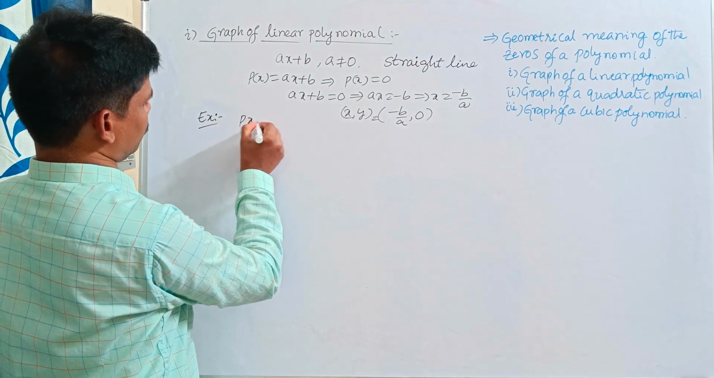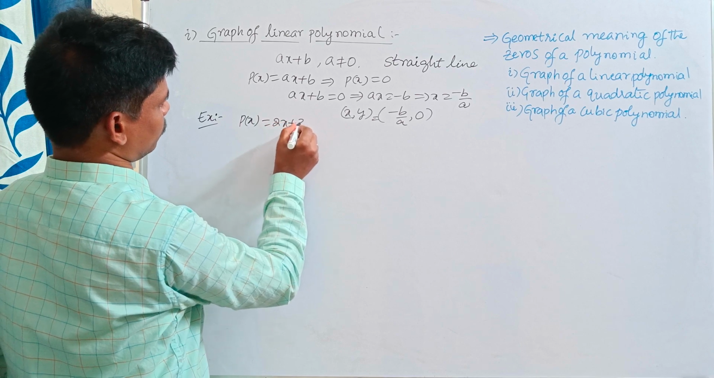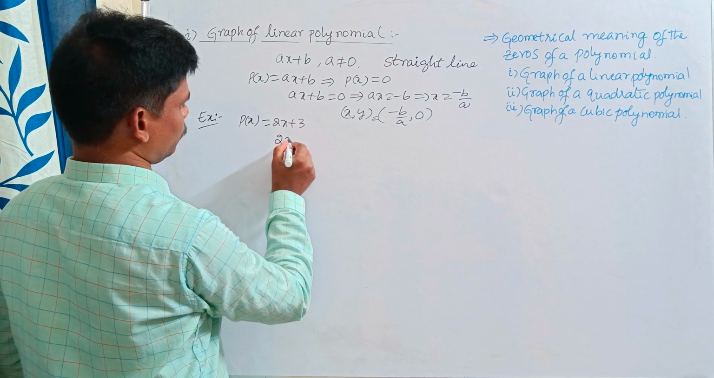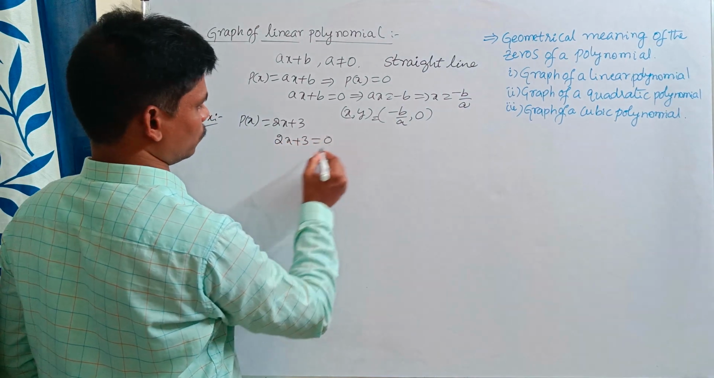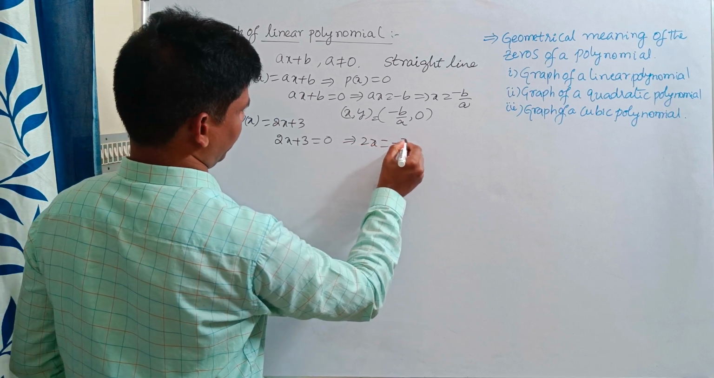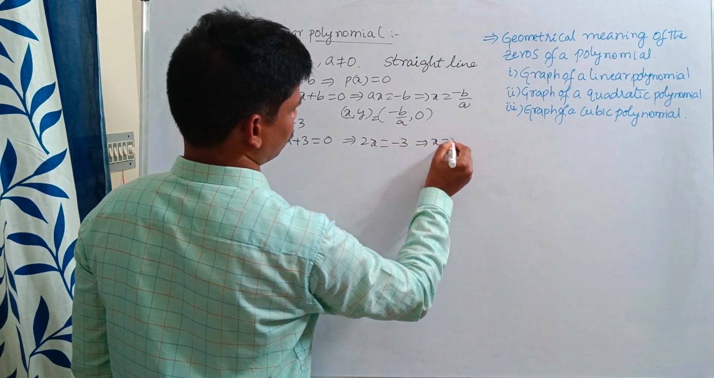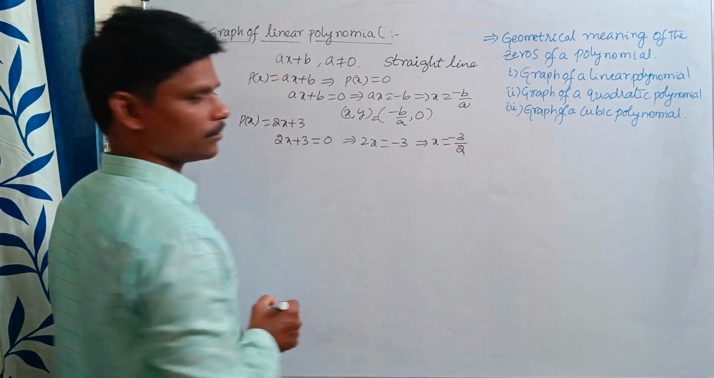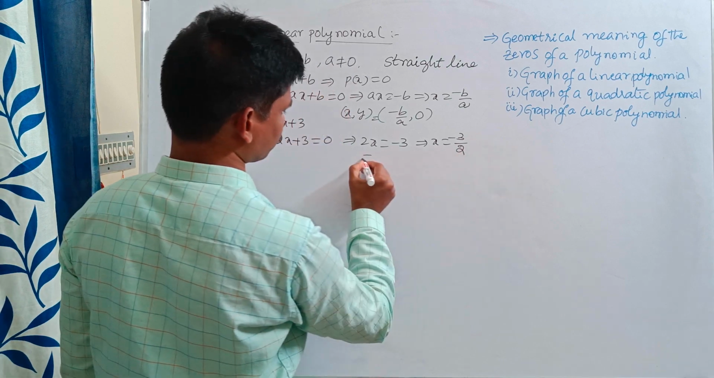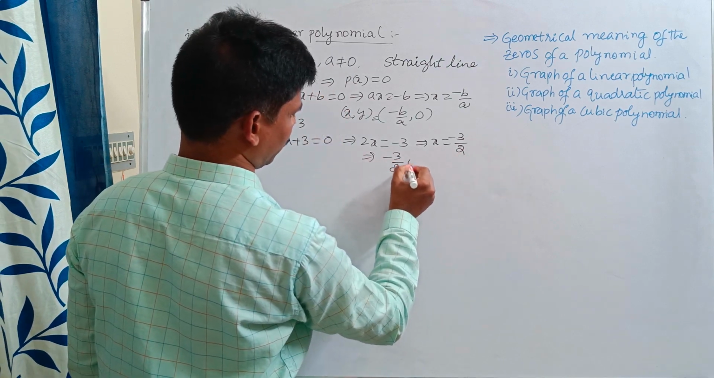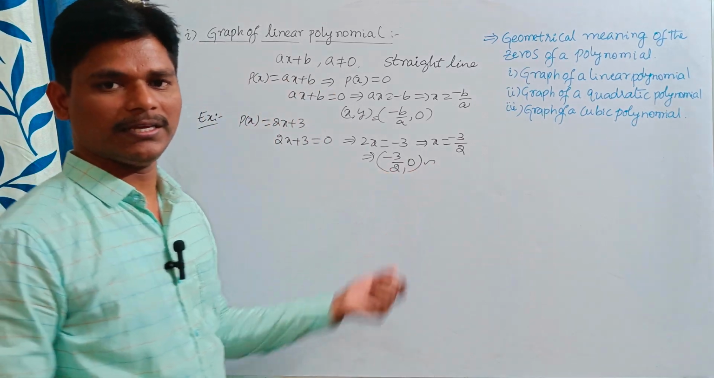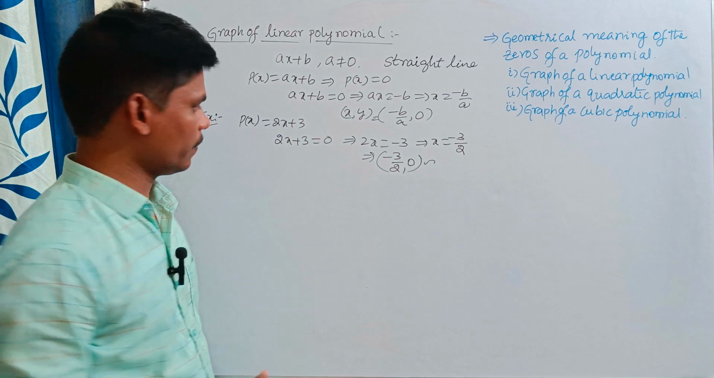We will see an example. Let p of x be equal to 2x plus 3. What is the zero of this polynomial? 2x plus 3 is equal to 0, so 2x is equal to minus 3, x is equal to minus 3 by 2. So the point is minus 3 by 2 comma 0, which is exactly where it intersects our x-axis. We will see that graph.